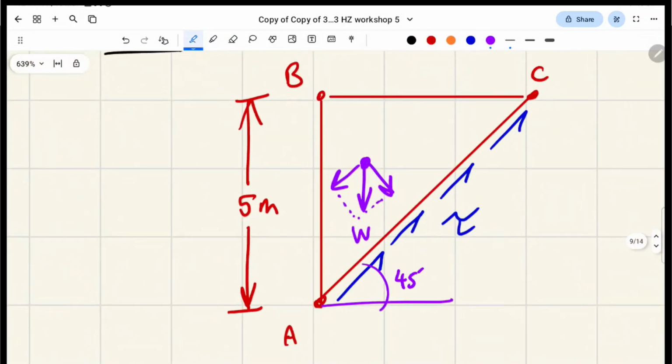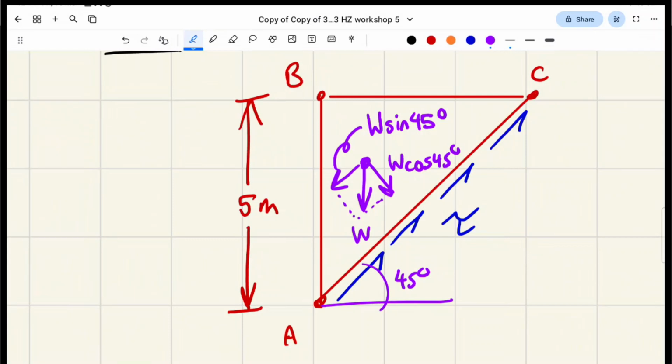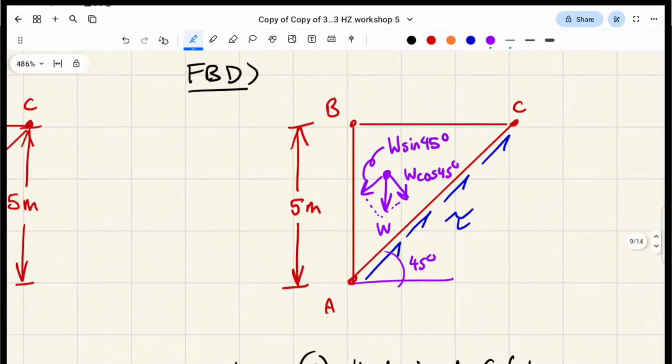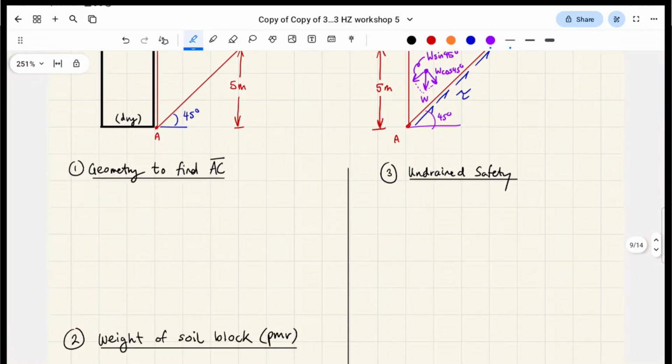So remember, this is 45 degrees. Here we have W sine 45 and W cos 45. Sine 45 and cos 45 are mathematically the same, because we're at a 45-degree angle. But if this was a different number, then that sine and cos would be more significant, right? Okay, so that was the prep.